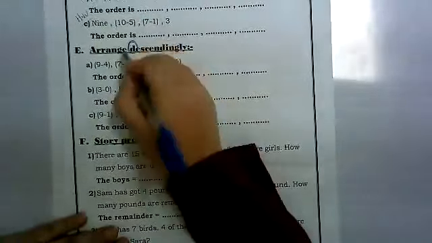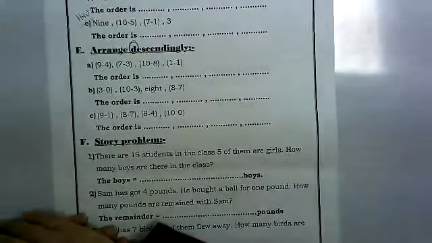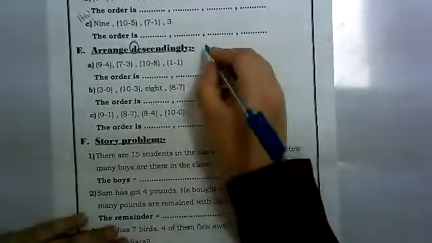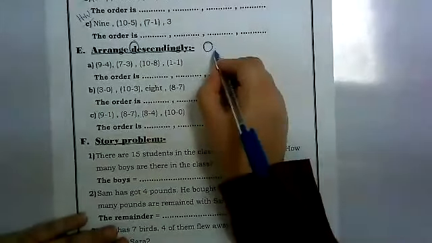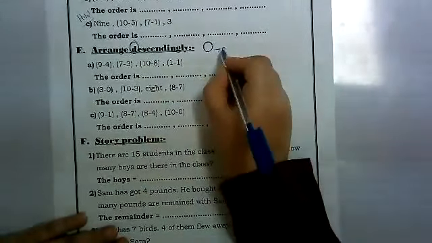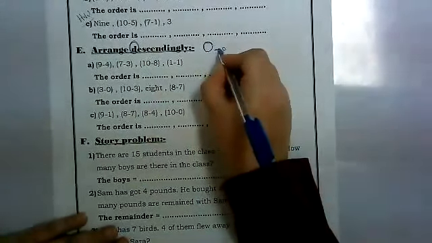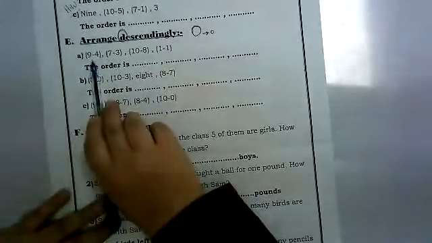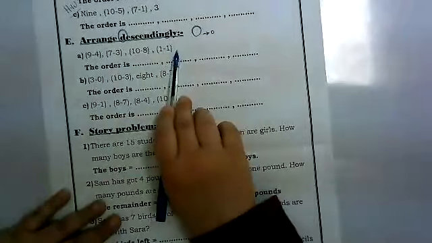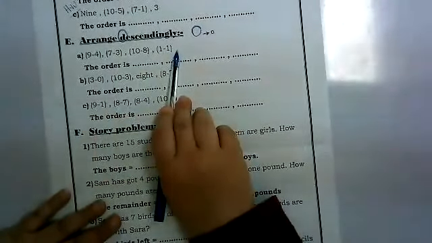Then arrange descendingly. D descending, D dinosaur, and the dinosaur is very big. So we are going to arrange the numbers from the bigger to the smaller. We are going to start with the bigger numbers. First of all, we have to solve these equations, okay?